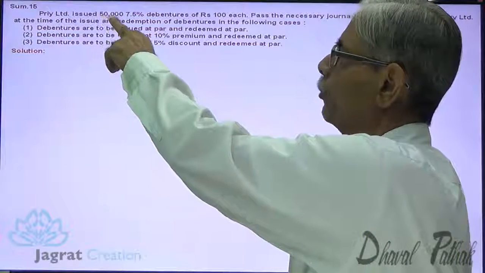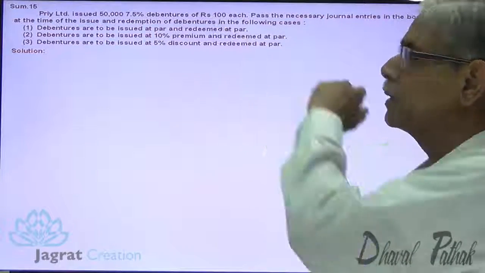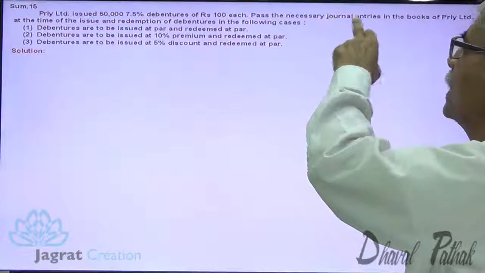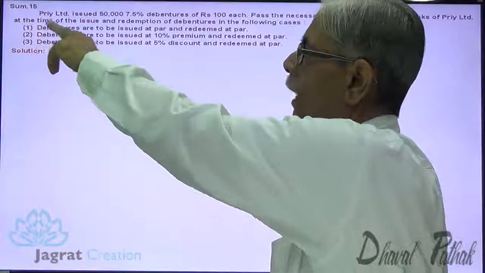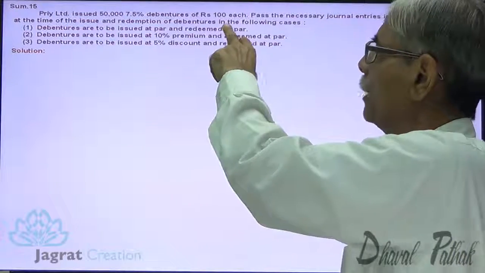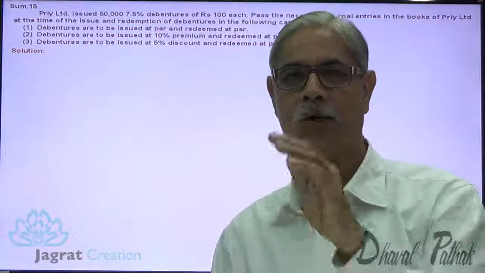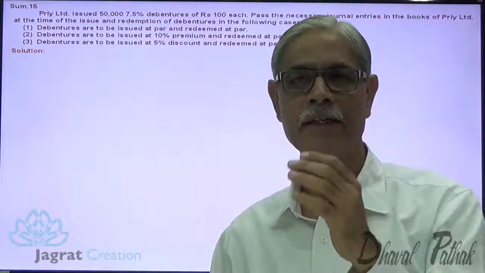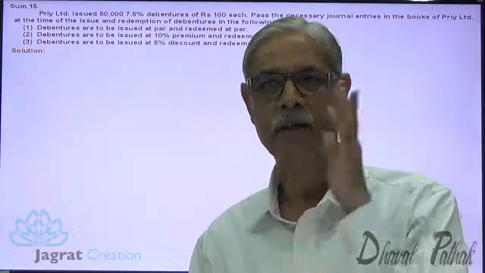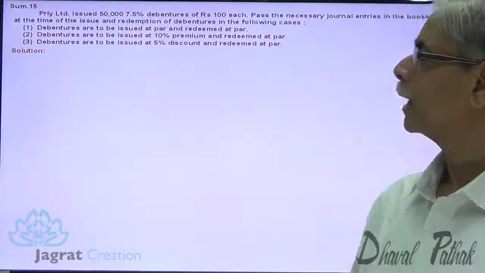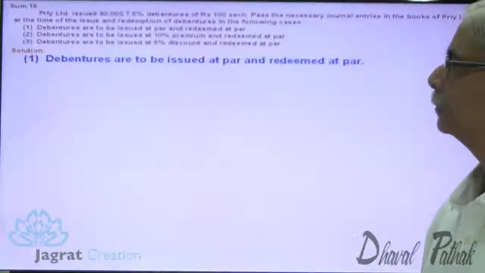Pre Limited issues 50,000, 7.5% debentures of ₹100 each. Pass the necessary journal entries in the books of Pre Limited at the time of issue and redemption of debentures in the following cases. All these three are options, different instances, and we are required to write the issue entry and redemption entry. Let me take the first instance: debentures issued at par, redeemable at par.